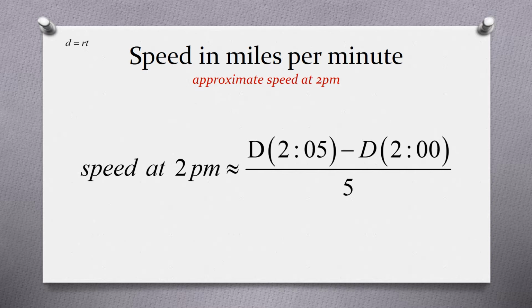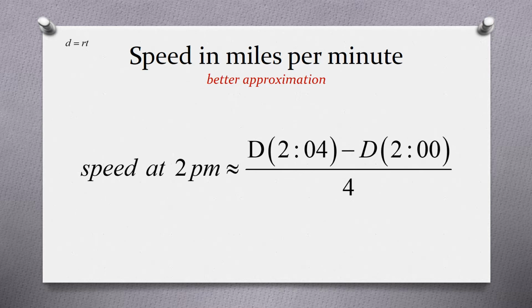And so now we're describing speed at 2 o'clock as approximately the distance we've traveled at 2:05 minus the distance we traveled at 2 o'clock, all divided by 5, and so we can approximate how fast we're traveling. But remember, we've been studying limits. We're talking about limits, so we can practice getting closer, a better approximation.